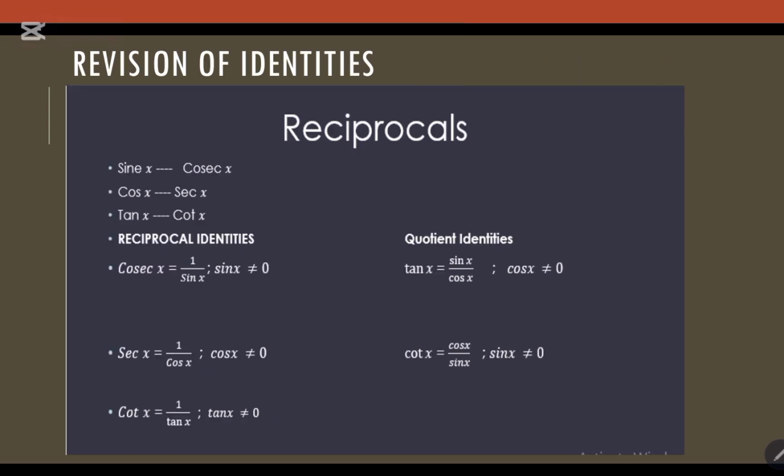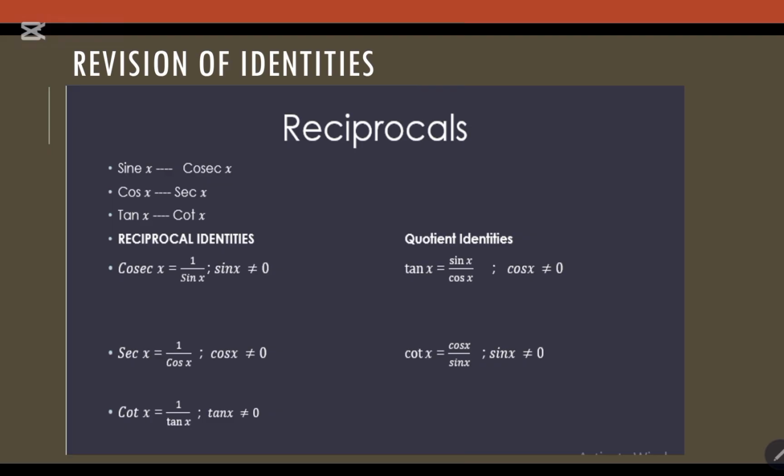The other thing is revision of reciprocals. This is a concept that they did in grade 10. You just have to remind them of the names of the reciprocals. The reciprocal of sine is cosec, cosecant. The reciprocal of cos is sec. The reciprocal of tan is cot.